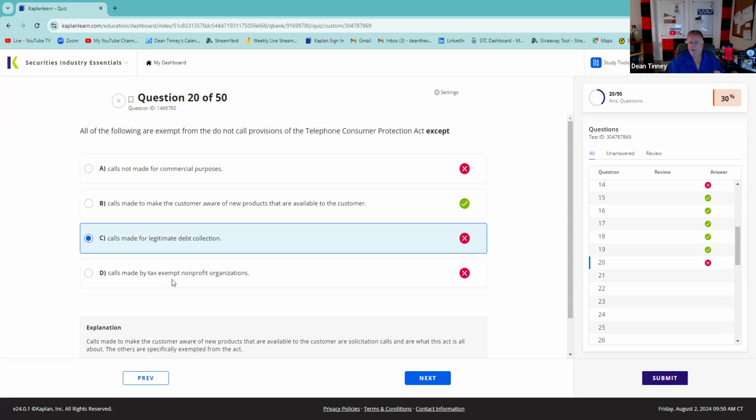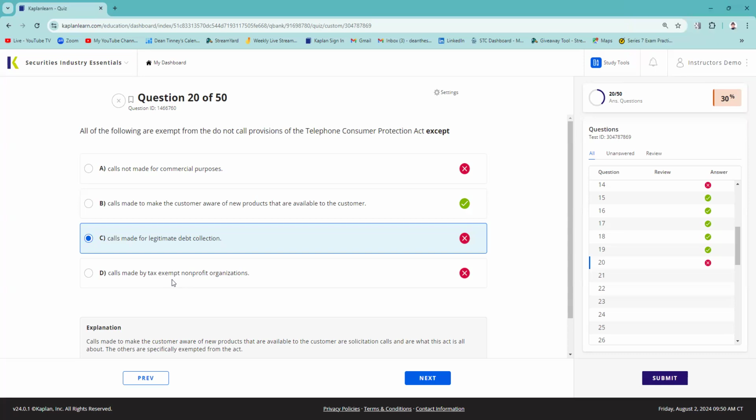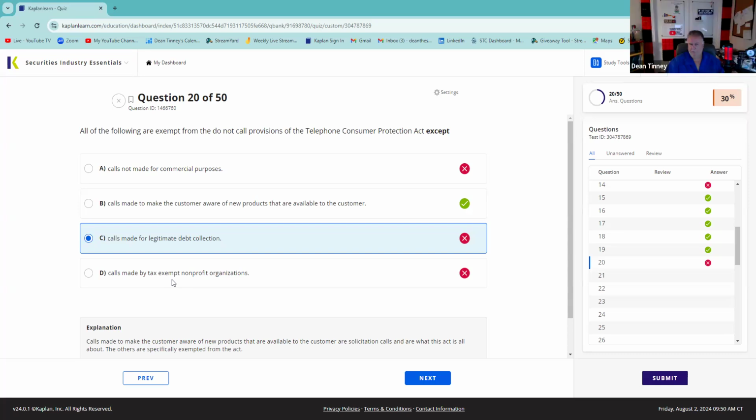Now, by the way, this is interesting. This is not just for brokerage firms. The Telephone Consumer Protection Act applies to everybody. Like my cigar company, right? I buy cigars from them and they want to call me about some special deal. They need my permission to do so, right? If I check the box and said, hey, if you have any good deals, give me a call, that's a different deal, right?